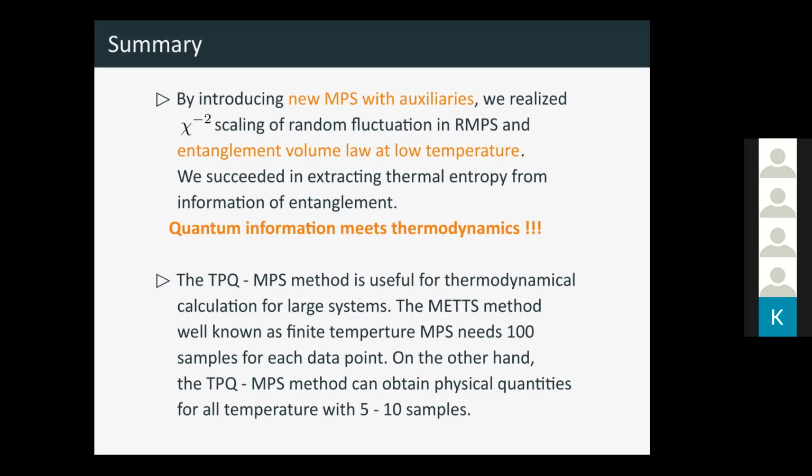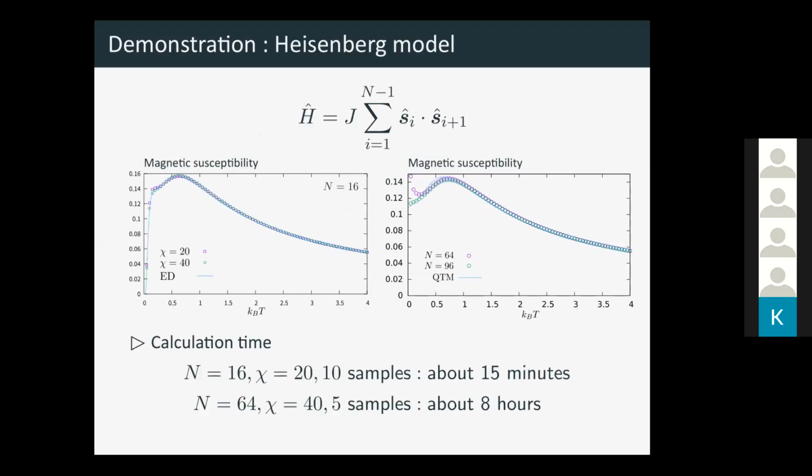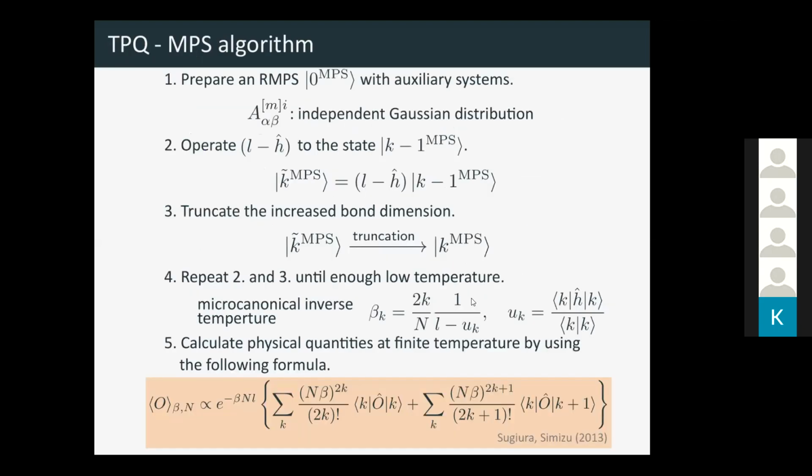Okay, thank you very much for your nice talk. So the inverse temperature at each step K, does it depend on the sample you generate or the bond dimension in your procedure? Or is it typically very close to each other, even if the initial sample is different or the bond dimension is different? Because you measure the temperature, right? You say that.